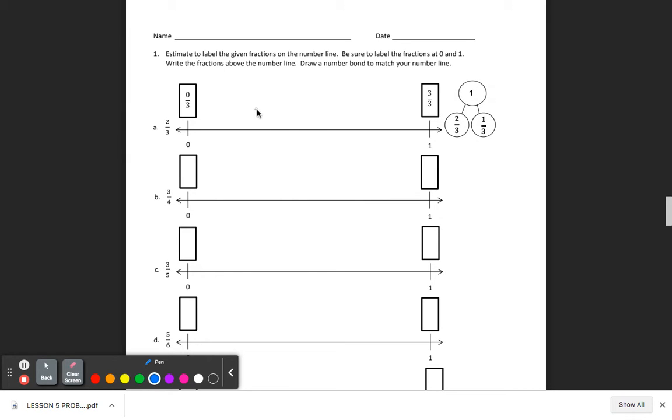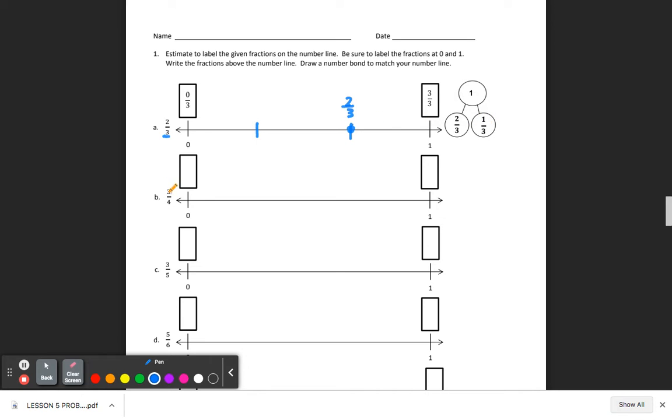Estimate means it's not drawn exactly about where 2 thirds could be on our number line. All right, so I'm going to make a good guess that this would be 1 third, and this right here could be 2 thirds. So I'm going to plot that on my number line with a dot. You can see over here, we have a whole line. We have 2 thirds plus 1 third because that's how much is left to go.